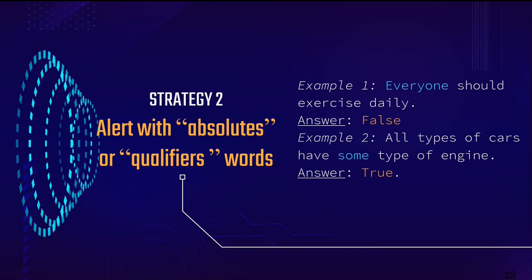Example 2, all types of cars have some type of engine. The answer is true, even though the absolute term all could tend to make this question false. The qualifier some makes the question more general and allows for possibilities. Some type of engine doesn't have to be the familiar gasoline driving engine.